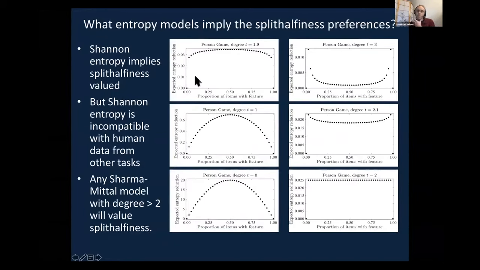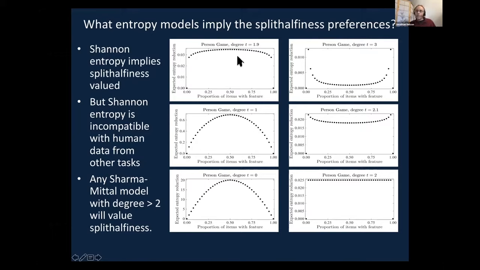And so we can plot, like here, if the degree parameter is 1, so that's true for Shannon and for all the Renyi entropy and information models, you value a query maximally if there's a 50-50 split, so proportion of items with the feature, and it drops off smoothly up to a point where if all the items have the feature or none of the items have the feature, you don't value that at all.